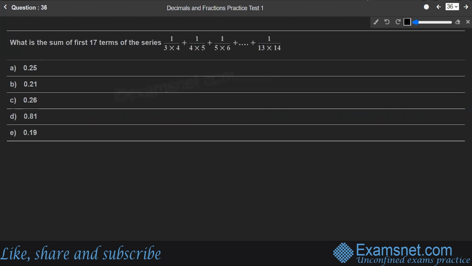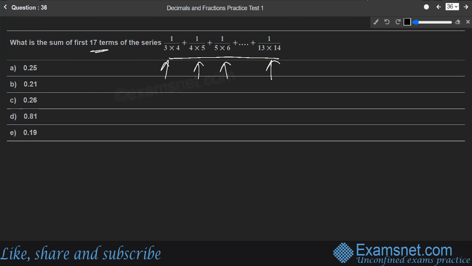Now, what is the sum of the first 17 terms of this series? Clearly it is going to be very difficult if we completely solve it, like 1 by 3 cross 4 is solved as 1 by 12, 1 by 4 into 5 is solved as 1 by 20, and so on. So it will be a difficult thing to do. Rather, we can try to manipulate this series to look like a simple one.